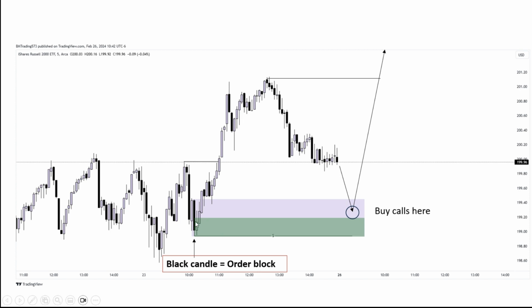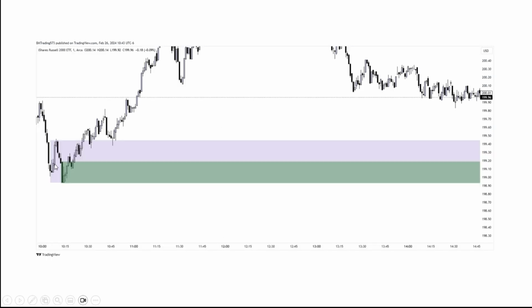And as you can see right here, that black candle before that strong move is what we consider our order block. Now you may be wondering, what's this green area down here? This green area is a way that you can refine your entries because as you zoom in, you will find smaller order blocks on smaller time frames, right? You see, this is a 1 minute chart. We see an order block right here. This is the same topside move.